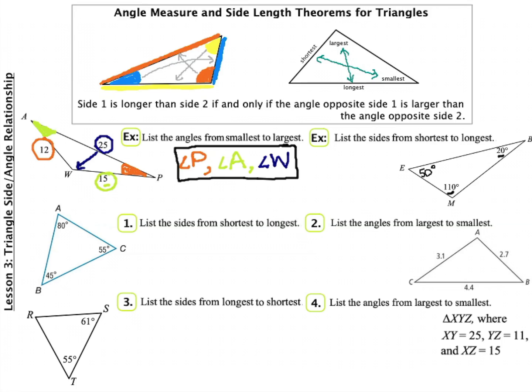So if I were going to list the sides from shortest to longest, shortest would be across from the smallest angle. That 20 was my smallest angle, so the shortest side would be the side EM. Let's go for the medium length side. I'd look for the medium size angle, which is the 50, and across from the 50 is this side MB. And finally, the only other choice, across from the largest angle, is the longest side, side EB.